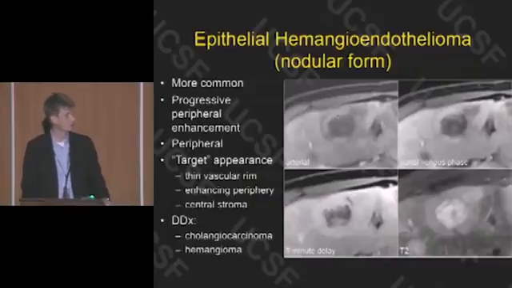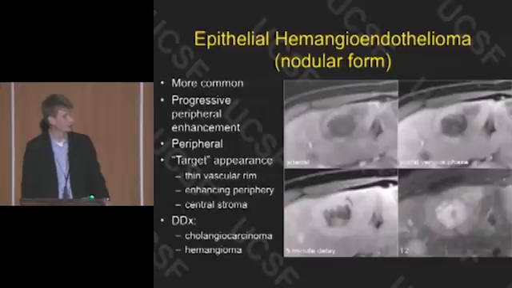Epithelioid hemangioendothelioma, these have this target appearance when they are nodular like this. So you'll have an intense rim followed by a hyperarterial enhancing rim, and centrally it doesn't enhance very strongly in the arterial phase, and then that fills in on your 5-minute delay. Again, another appearance of a target sign. So this would be in your differential for a cholangiocarcinoma or maybe something like a hemangioma.